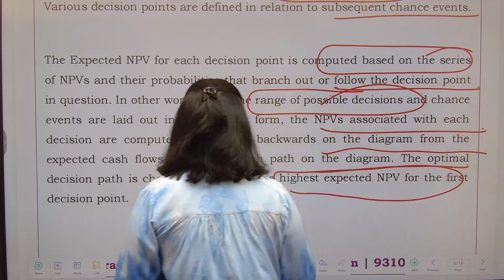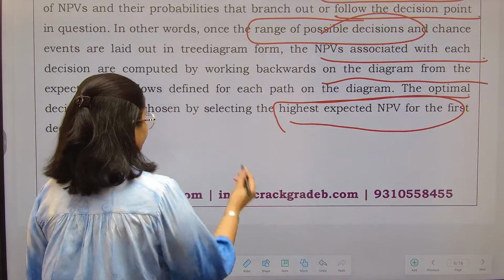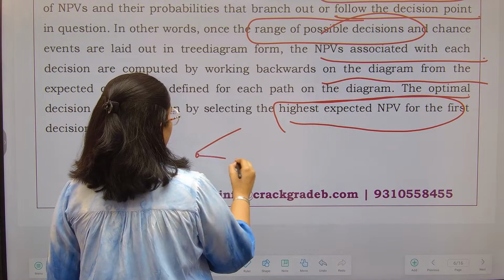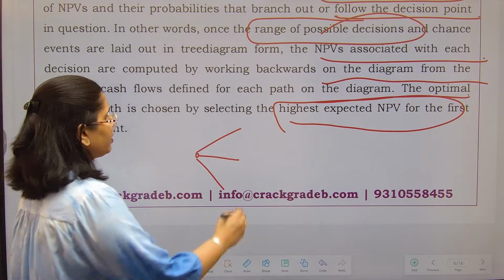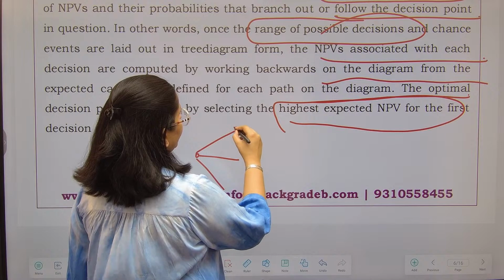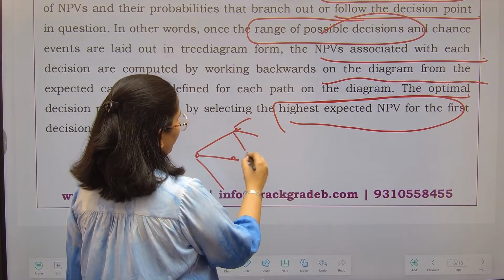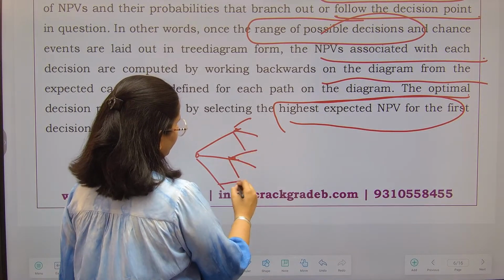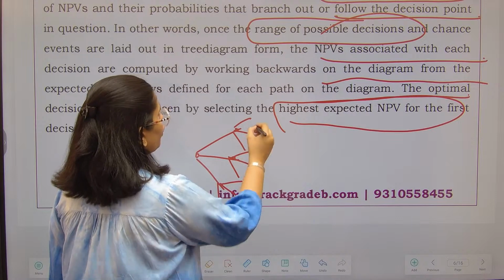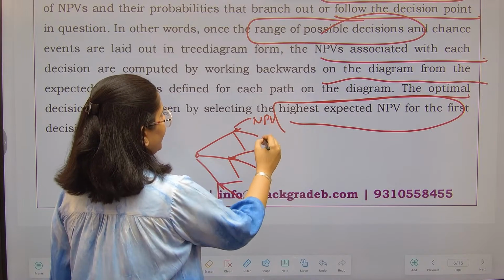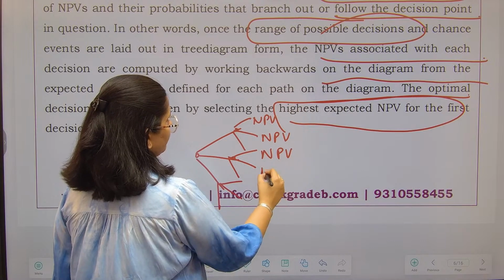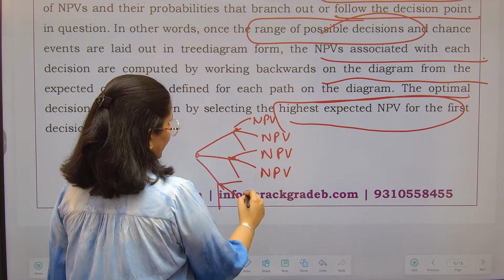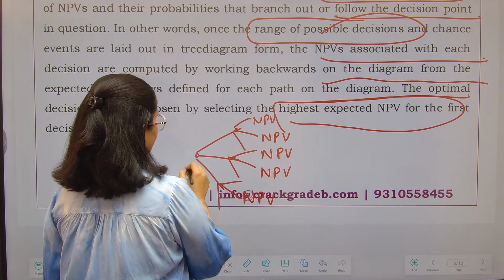Now, what do we mean to say over here? See this. Suppose these are the three kinds of decisions which can be taken initially. After that, there can be sub-decisions which will follow it, right? So, you have to calculate the NPV at each point, at each point of decision, right?